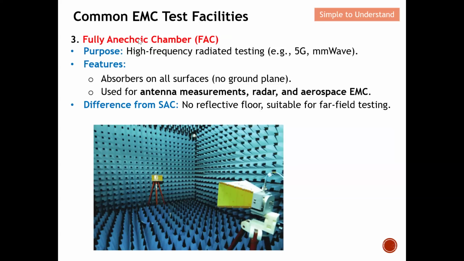The key purpose is that we are going to do high frequency radiation tests, for example, 5G or millimeter wave. The key feature is we have absorber on all surfaces, no ground plane at all. The key intention is to do antenna measurements, radar, and also aerospace EMC testing. The key difference from the semi-anechoic chamber is there's no reflective floor. Remember for the semi-anechoic chamber, the floor is still a huge conductive ground. But for the fully anechoic chamber, there is no reflective floor, suitable for far field testing.